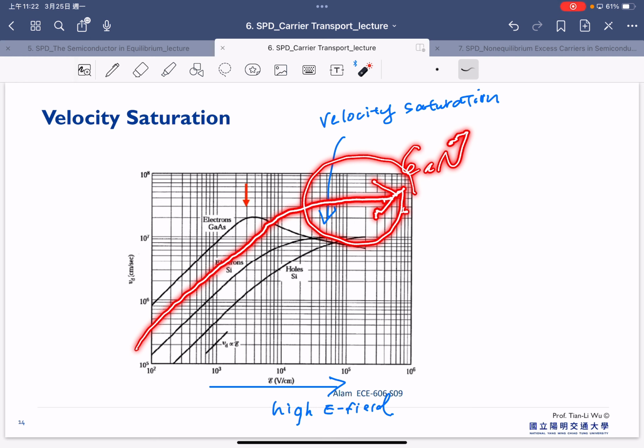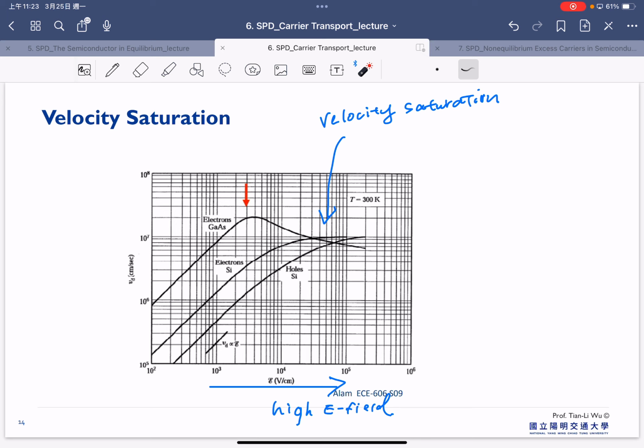Everything has a reason for some application. Why can gallium arsenide be used only for the cell phone, not for the base station? Why is gallium nitride perfect for the base station? In the end, it all comes from the fundamental device property, fundamental physics, fundamental material properties.